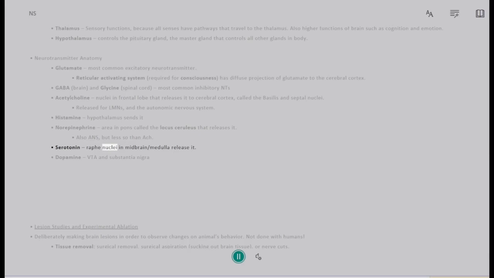Serotonin: raphe nuclei in the midbrain/medulla release it. Dopamine: VTA and substantia nigra.